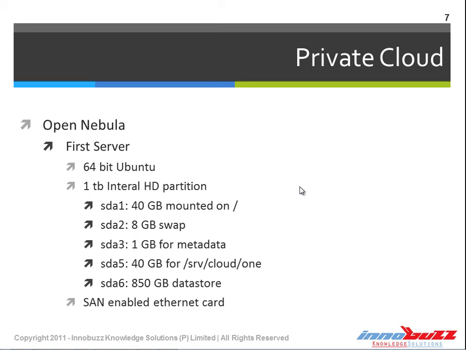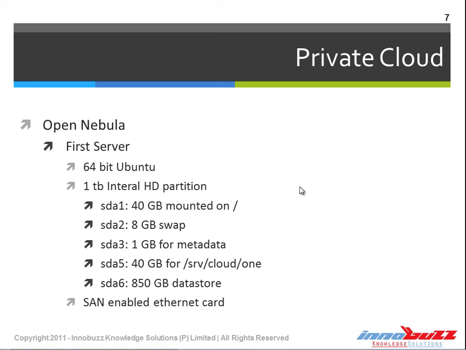Another private cloud solution is OpenNebula. Same as Eucalyptus, here we need two servers, and the server needs to be a 64-bit Ubuntu based operating system with 1 TB of internal hard disk. The root partition should have 40 GB, the swap partition should have 8 GB, the metadata should have 1 GB, and the cloud partition at /srv/cloud1 should have 40 GB. We should also have an 850 GB partition for data storage.